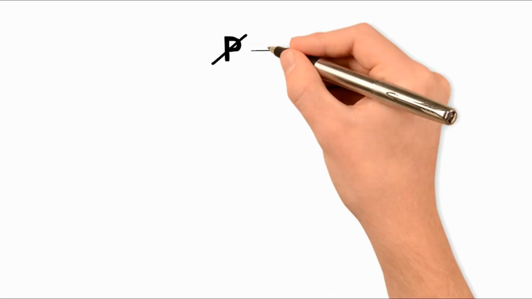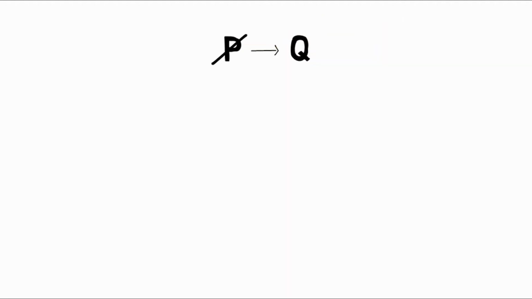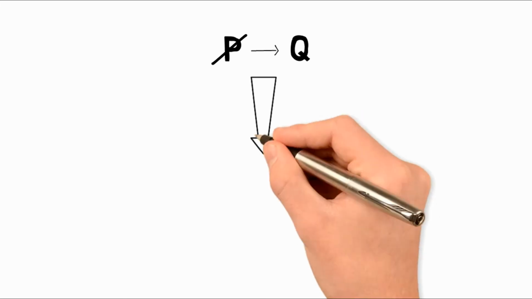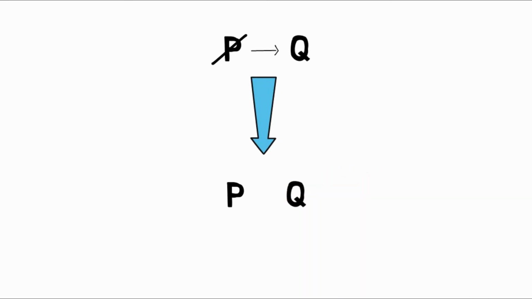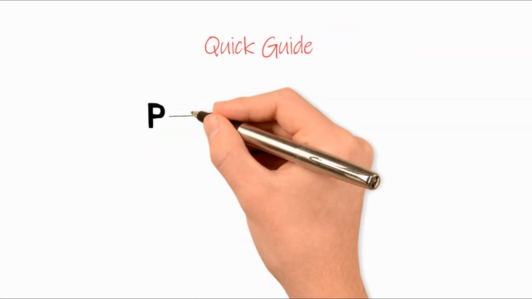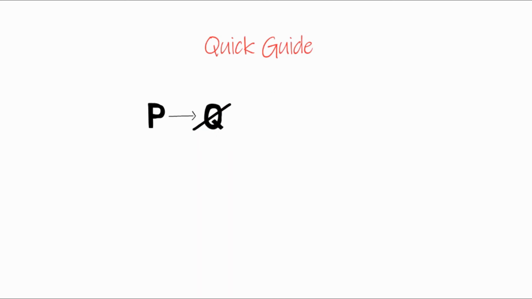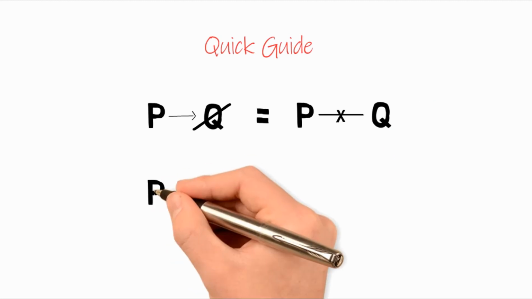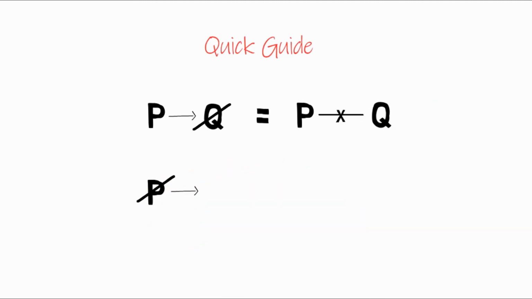If you see a conditional like this, where the antecedent is negated but the consequent is not, then this means the same thing as either P or Q in an inclusive sense, which we'll talk about a little bit later. So that's the quick guide. That's something to remember. If the antecedent is positive but the consequent is negative, then it means that the antecedent and consequent can never be together. If the antecedent is negated but the consequent is not, then that means exactly the same thing as either the antecedent or the consequent is true in an inclusive sense.